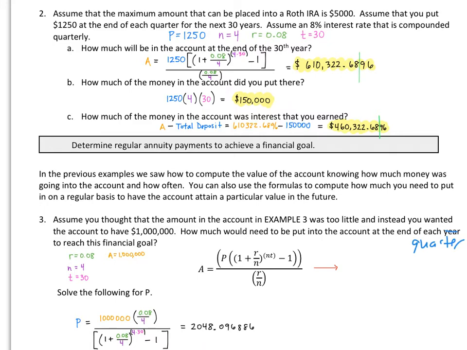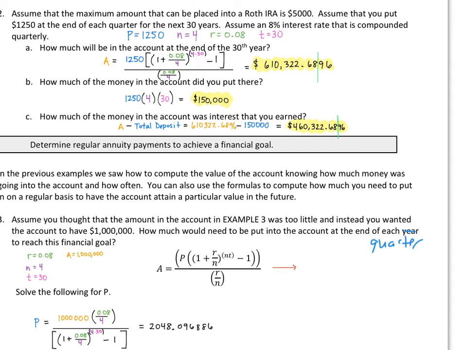First, what we need to be able to do is to manipulate this equation here. We need to solve for P, so we want to get P by itself. One thing we could do is multiply both sides by that R over N. So we're going to get A times the quantity R over N is equal to P times that whole thing of 1 plus R over N to the NT minus 1.